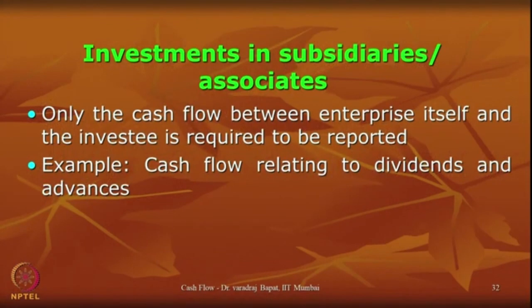Now, next one is about cash flow related to subsidiaries. For subsidiary companies or associate companies, since this is a cash flow statement, only the cash flow related to the enterprise and the investing would be reported. So, cash flow related to dividend and advances will be shown.